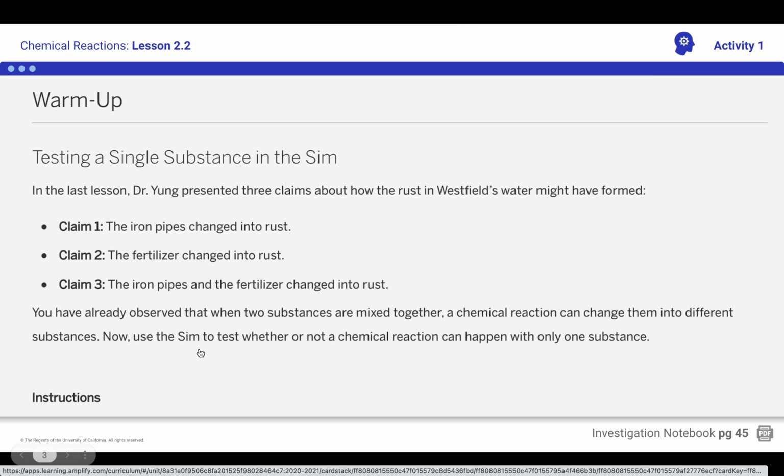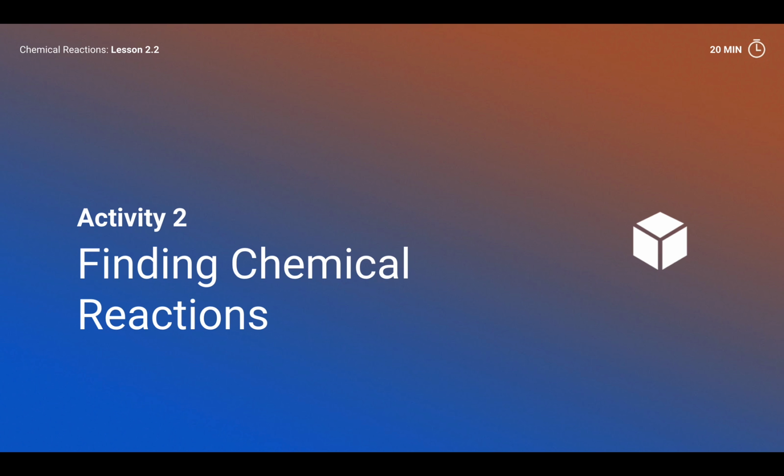This warm-up takes a little bit more time, and you're going to use the sim to test whether or not a chemical reaction can happen with only one substance. Yesterday, we saw that a chemical reaction occurs when we add two or more substances together, but we're curious to see, can a chemical reaction occur with just one substance? Can one substance change into a different substance or substances? So follow the directions for the warm-up. I think it's pretty interesting, and I think you'll be maybe surprised at what you find out.